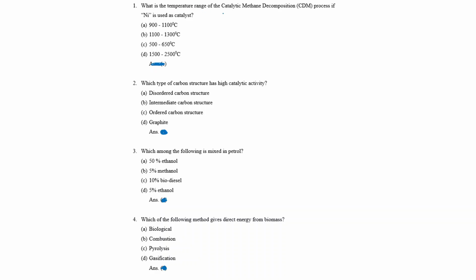What is the temperature range of the catalytic methane decomposition process if Ni is used as a catalyst? It is very important. What is the decomposition temperature? Is it 900 to 1100 degrees centigrade, 1100 to 1300, 500 to 650, or 1500 to 2000? Exactly, 500 to 650.